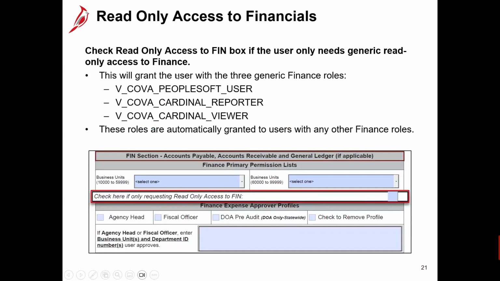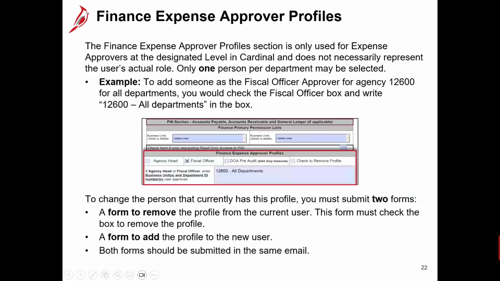All right. This next section always has a number of questions. It's the finance expense approvers profile section, and it's only used for expense approvers and does not necessarily represent the user's actual role. So the person who has this designation may not be the actual fiscal officer at the agency, but it's the person who approves the expenses at this level.